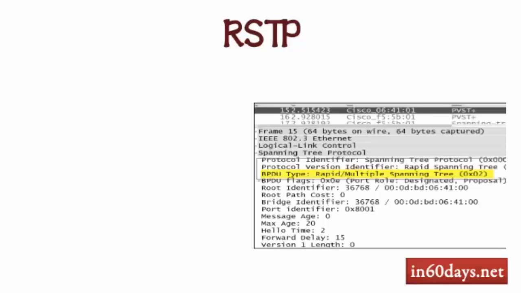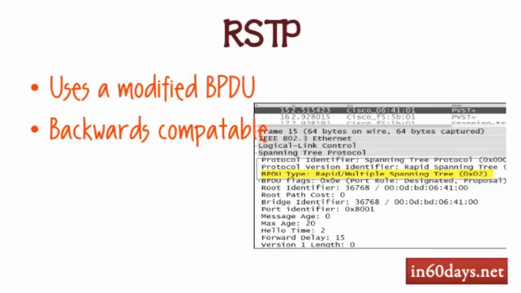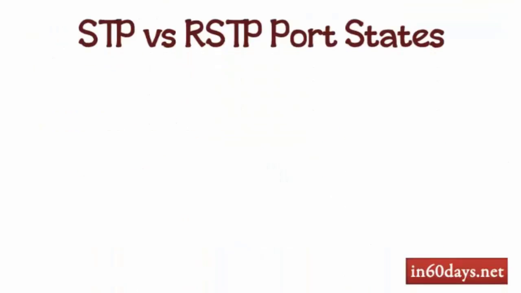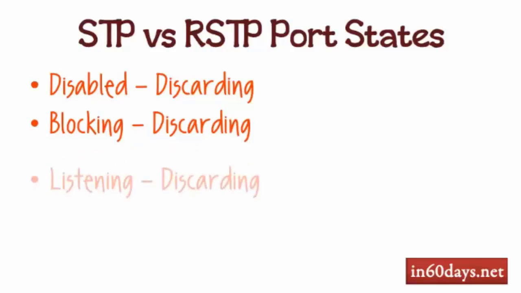With rapid spanning tree, you can actually see when the frames are sniffed, the packet type, and I've got an output here. It's a different type of bridge protocol data unit, and rapid spanning tree can work with standard spanning tree as well, if you have that in other parts of your networks. You should make a note of the spanning tree port states just in case this comes up in the exam.